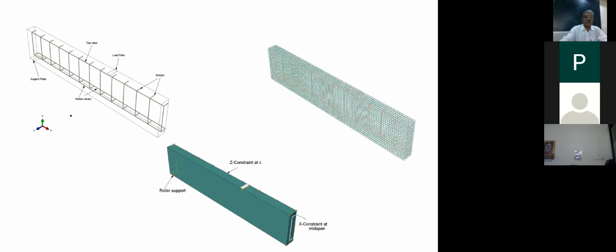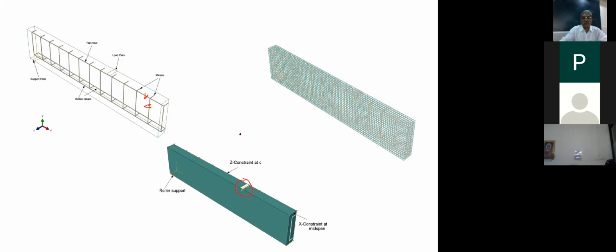And these are the model diagram. You can see here that a reinforcement is also modeled in this. These are the bottom reinforcement bars. These are the stirrups. And this is the top bar. Then this is the plate to apply the load. And this is the meshed part.